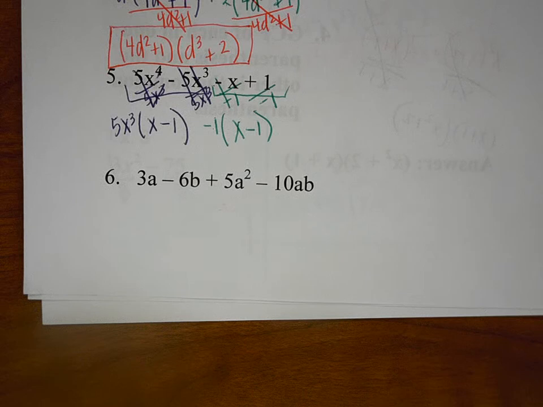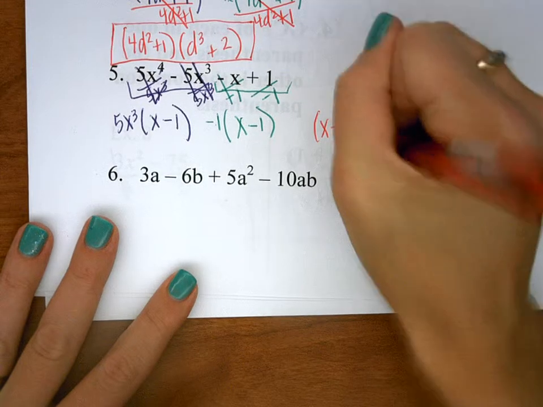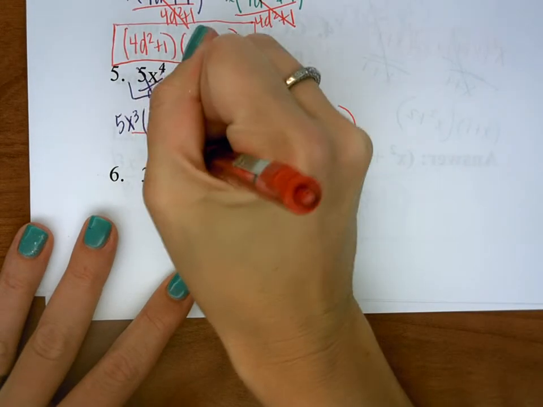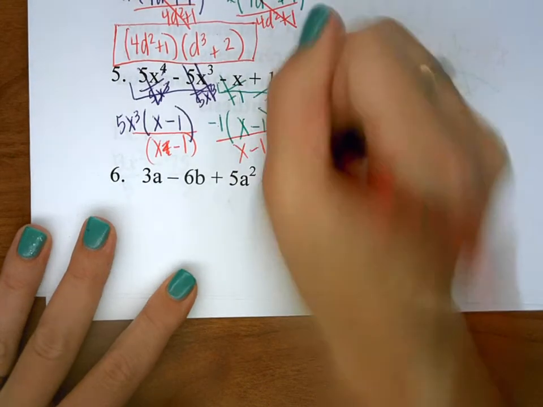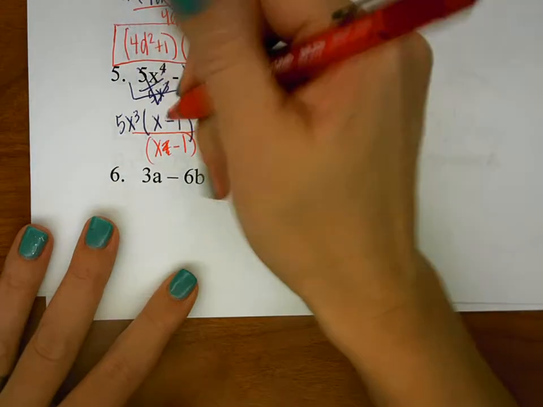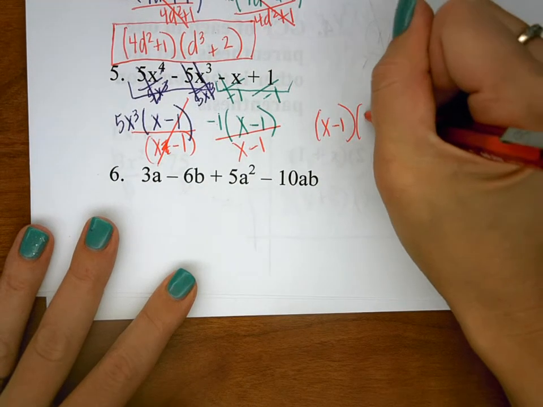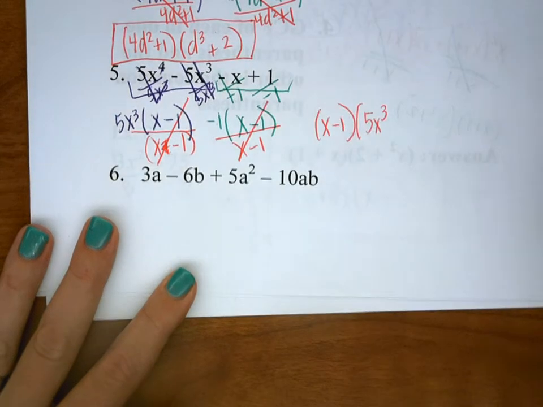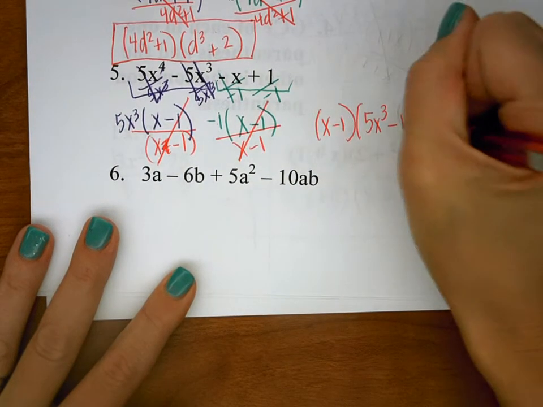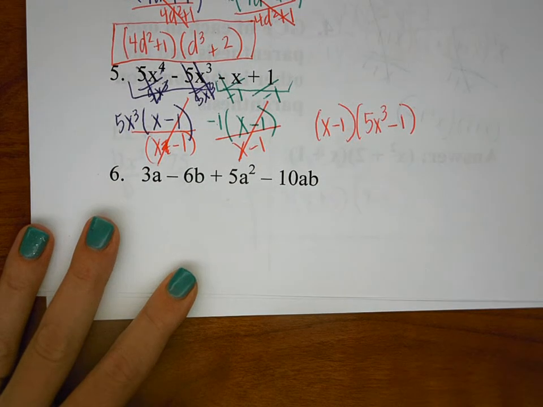So now what is my GCF? Very good. X minus 1. I'm going to write to the side here this time. So we're taking out x minus 1, which means I'm dividing each of these by x minus 1. So here the x minus 1's cancel, and what am I left with? 5x cubed. Good. Here the x minus 1's cancel, and I'm left with? Good. Minus 1. Can that be factored any further? No. That is my answer.